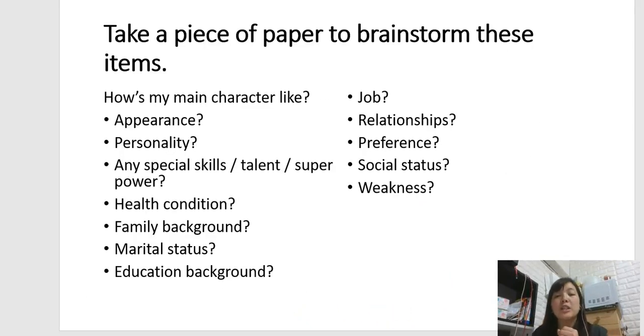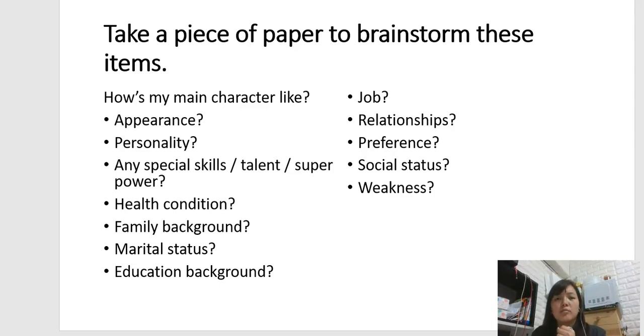So I want you to take a piece of paper to start brainstorming these items. How is my main character like? Start putting down point form about their appearance, about their personality, about their skills and talent, their health condition, family background. Are they married? Do they have a boyfriend, girlfriend? Are they divorced? How educated are they, or did they receive any education at all?